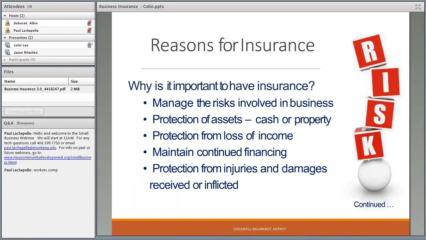And then the reasons for insurance: business is risky, and not having the correct insurance could mean the end of your business, right? We all know that it's risky to get in business. We've got a lot of things going on, and we just want to do what we can to protect our assets, protect from loss of income, maintain continued financing, and protect from injuries or damages that might have been received or inflicted.